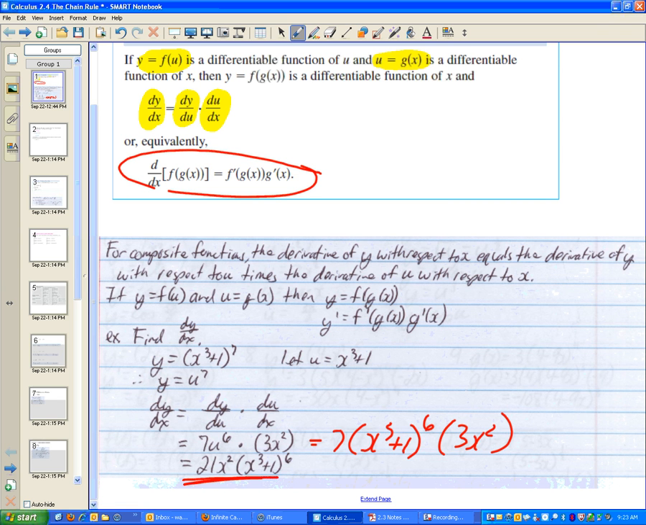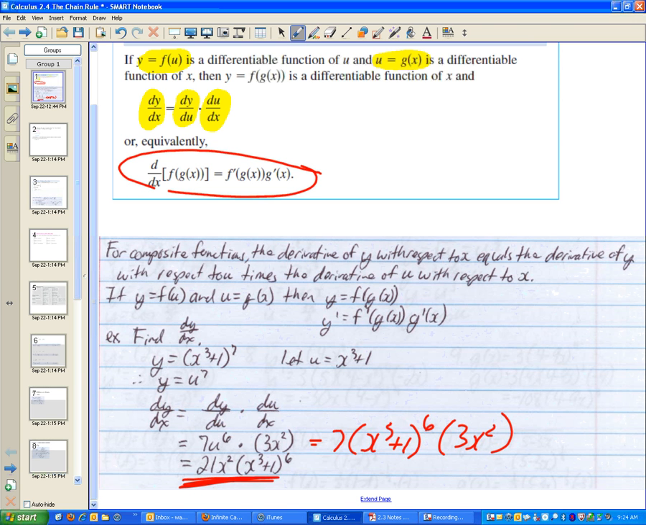So that's my answer. And then it is everything a derivative is. It's a formula for the slope of the tangent line. It's a formula for the rate of change. It's a formula for the velocity. All right?